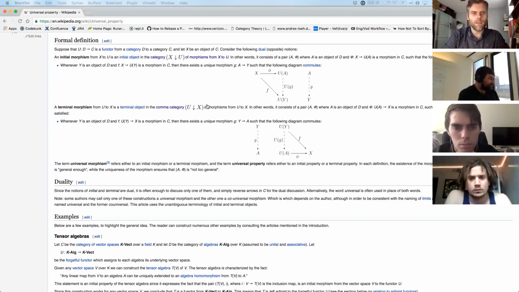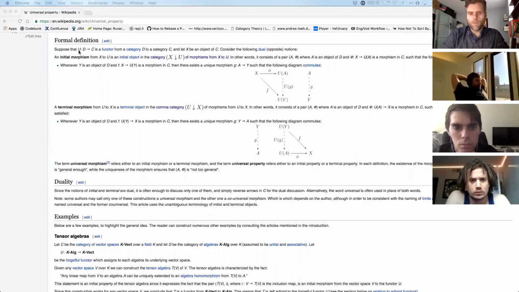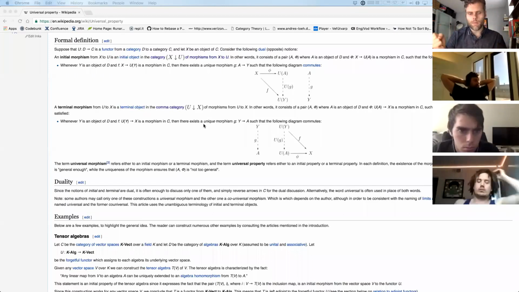Anyway, this is all super abstract, but it tells us very precisely what a universal construction is. So I wanted to see if I could actually come up with products from that definition. Okay, so a universal property is either an initial property or a terminal property, right? There's a common concept that is the universal property, and it splits into two halves: there are universal properties that are initial, and there are universal properties that are terminal.